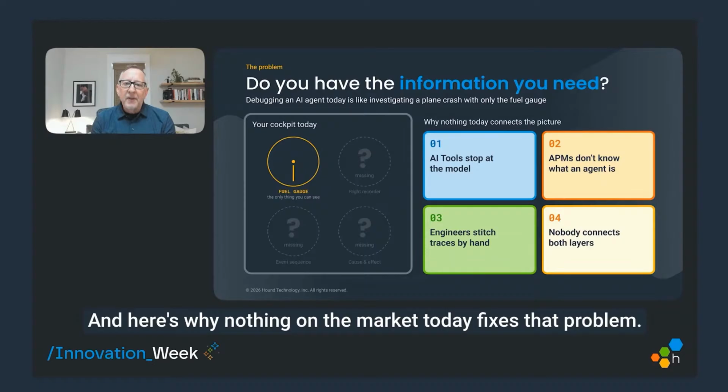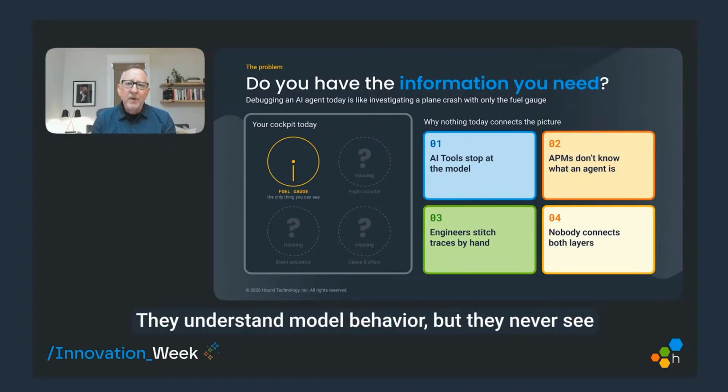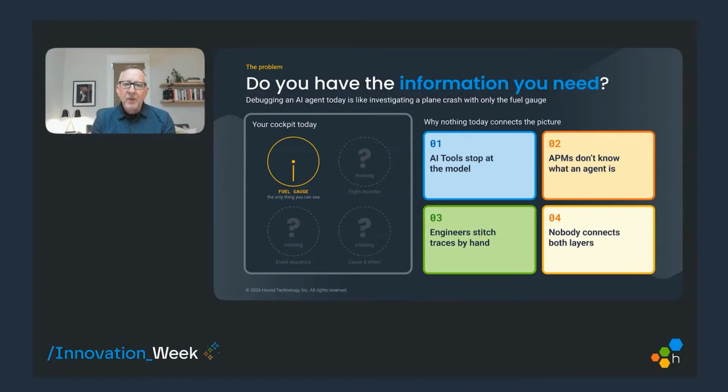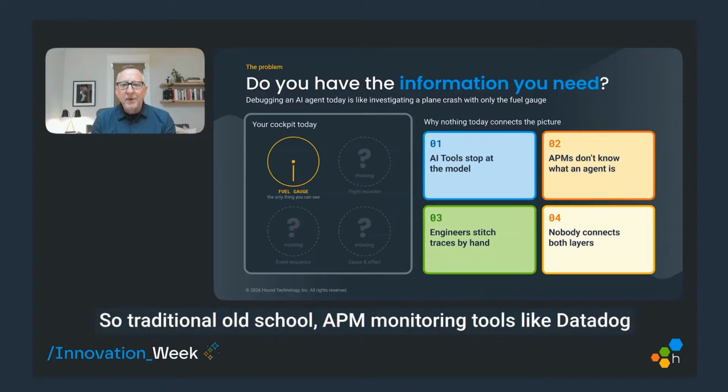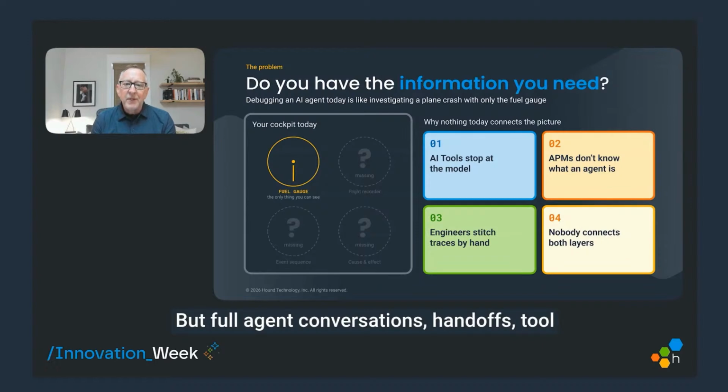And here's why nothing on the market today fixes that problem. Your dedicated LLM, eval, and observability tools, such as Langsmith and Arize, they understand model behavior, but they never see the database or the API or the downstream service. So traditional old school APM monitoring tools like Datadog and Dynatrace, they see HTTP requests and responses. But full agent conversations, handoffs, tool calls really don't even exist in their model.